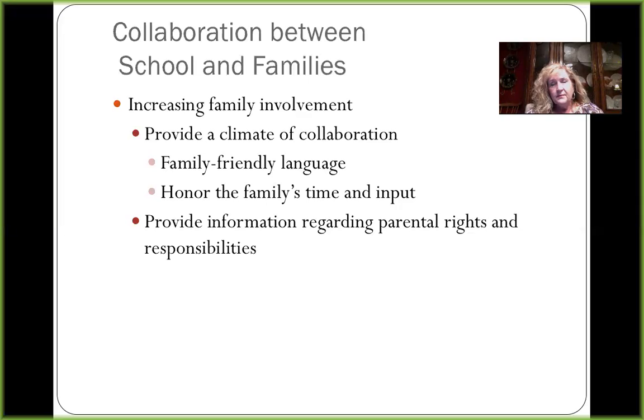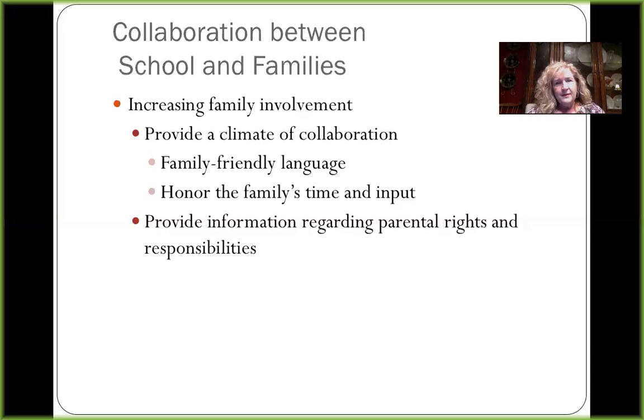We also want to make sure that we honor parents' time, and we also honor their input. So when we say a meeting is going to start at a particular time, we want to start then, and we want to end when we say it's going to end. But we also want to value their input. So if they have something they want to say, we want to make sure that we give them an opportunity to say it and not cut them off, not make them feel as though there's not time to give their input. We don't want them to feel as though the decisions have all been made before they ever get there.